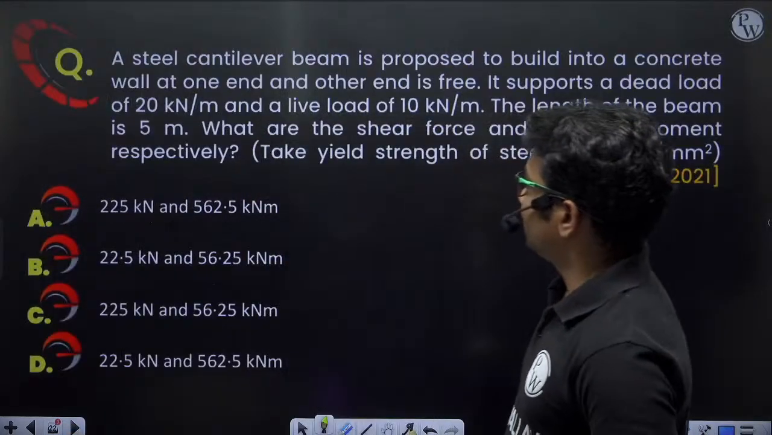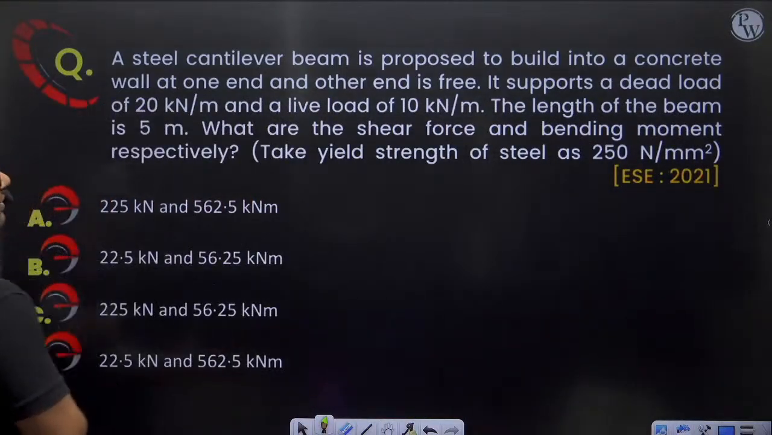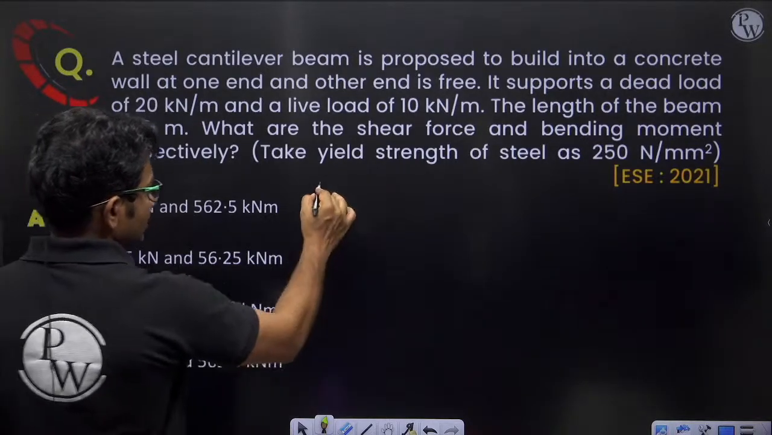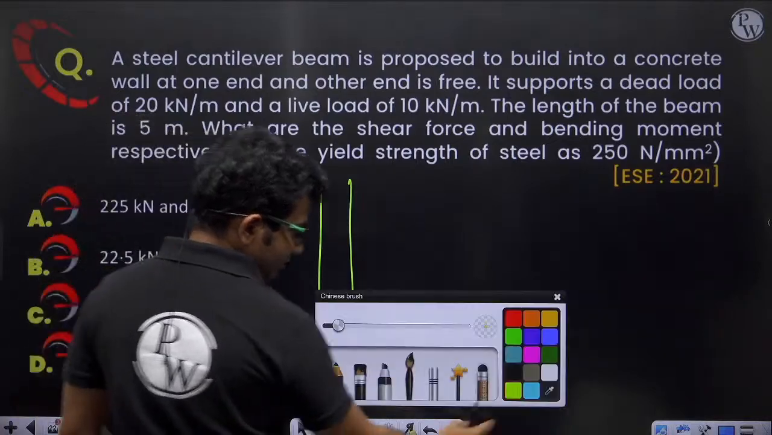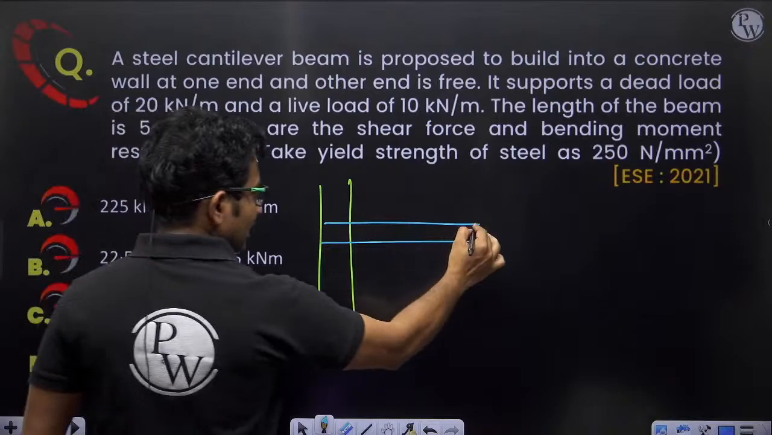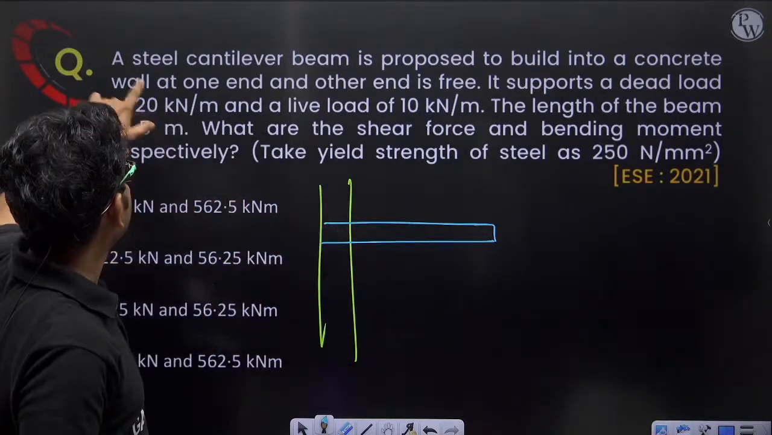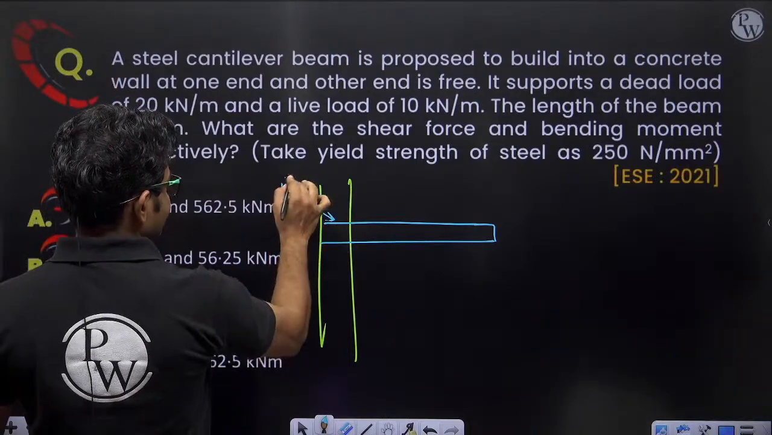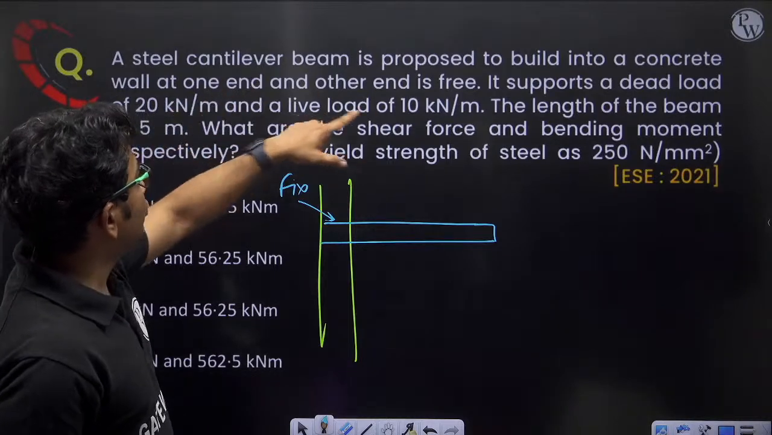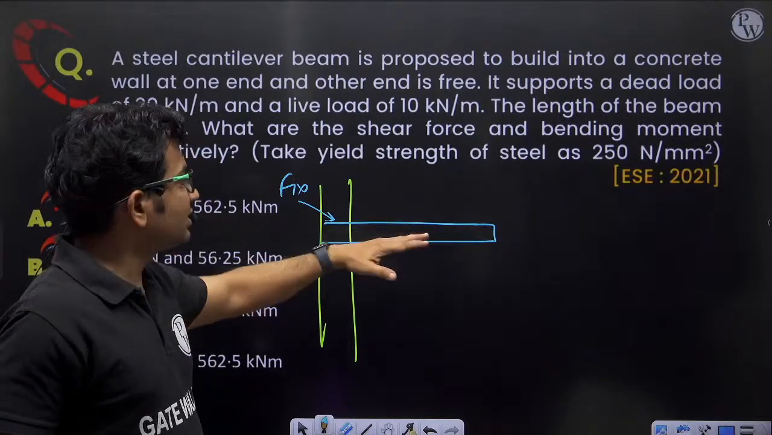Next question. ESE 2021. A steel cantilever beam is proposed to be built into a concrete wall. So if this is a concrete wall, a steel beam is proposed to be built into it. That means this is the steel beam and this is built into this concrete wall. That means this support will become fixed. Built into a concrete wall at one end and the other end is free, so this becomes a cantilever steel beam.